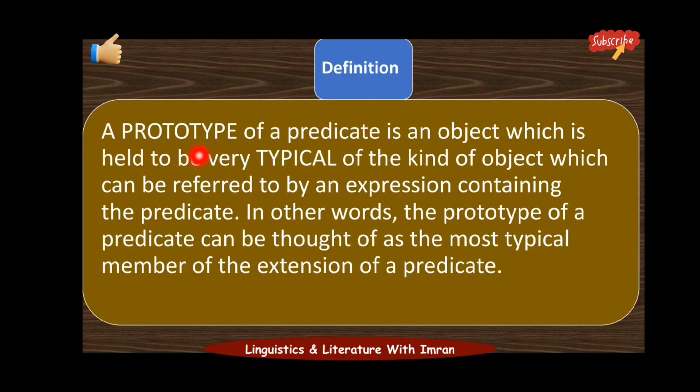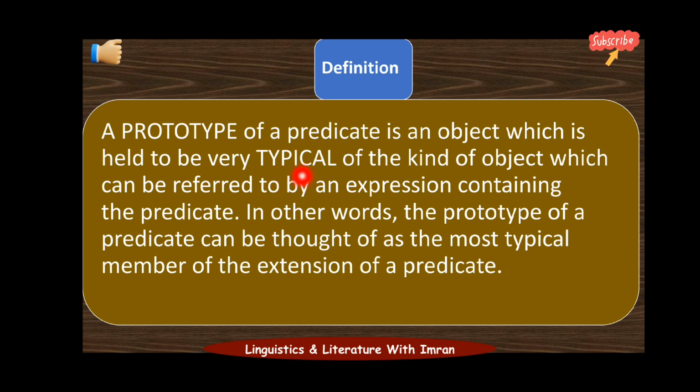Definition. A prototype of a predicate is an object which is held to be very typical of the kind of object which can be referred to by an expression containing the predicate. So we will have several objects, and among those objects one would be very typical, and that typical object would be our prototype. For example, if I say a man, a man comes in different shapes and different sizes, right? So we would have a particular type of man in our mind. So that would be the prototype of man.